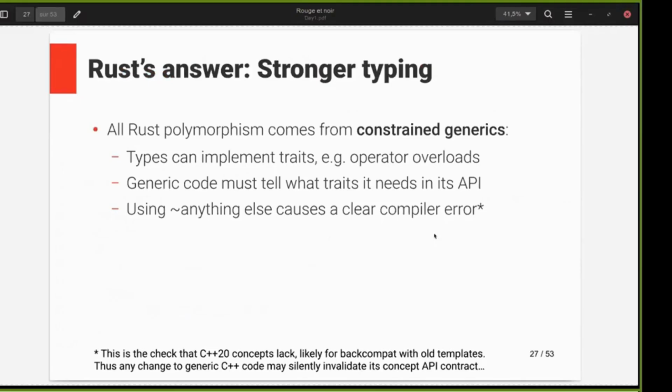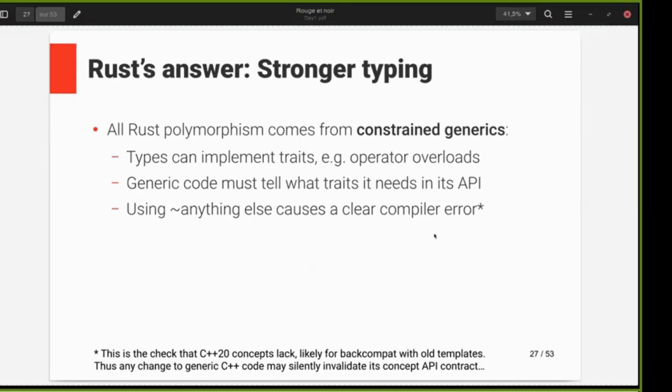The answer of Rust to this is to have a stronger type system that prevents more typing errors. By that, I mean that Rust really, unlike C++, has one main polymorphism mechanism, which is constrained generics. The way it works is that any type can implement something called a trait. Traits represent many things. They can be the ability to convert a value of some type to text, overload of the arithmetic operators, comparison, and so on. And on its side, generic code that wants to work for any type must specify what traits it needs from the input types in its external API, like C++20 concepts.